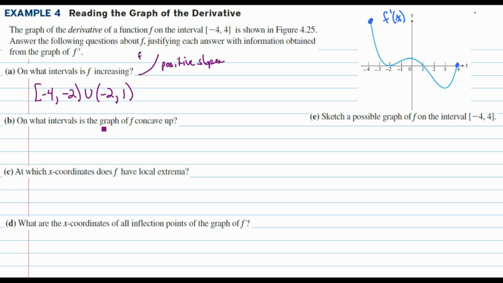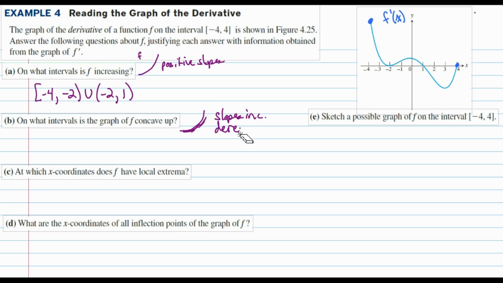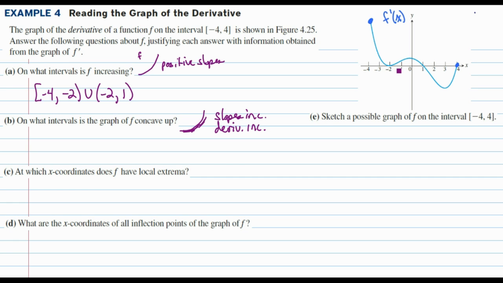Part B, on what intervals is the graph of f concave up? Okay, so if f is concave up, it'll look like this. So it's increasing concave up. That's what we know so far. Concave up, its slopes maybe start out at 0 and start getting bigger and bigger and bigger. So the slopes are increasing, meaning the derivative increases. So the derivative is increasing between -2 and let's call that 0, as well as 3 to 4. So increasing here and increasing there.